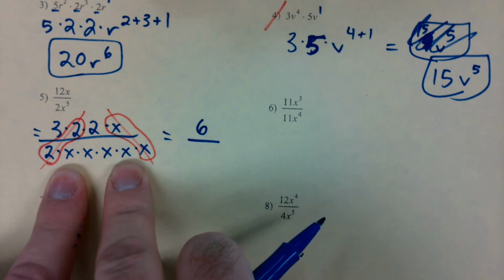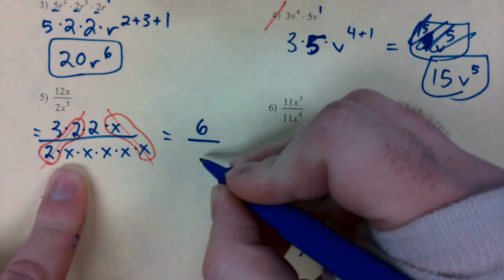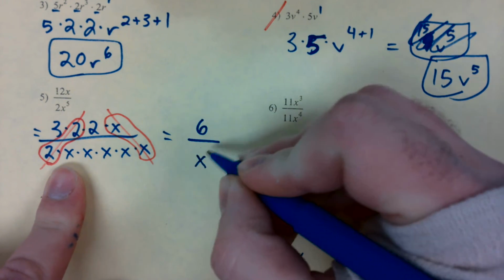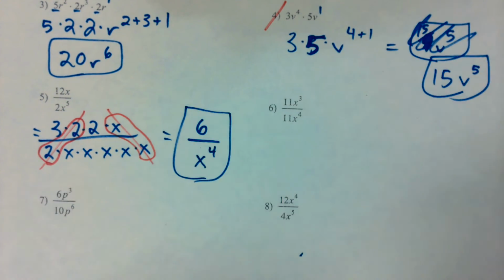Are we just going to write 4x? No. What do we write instead? X to the 4th. There we go. So remember, 4x would be x plus x plus x plus x.